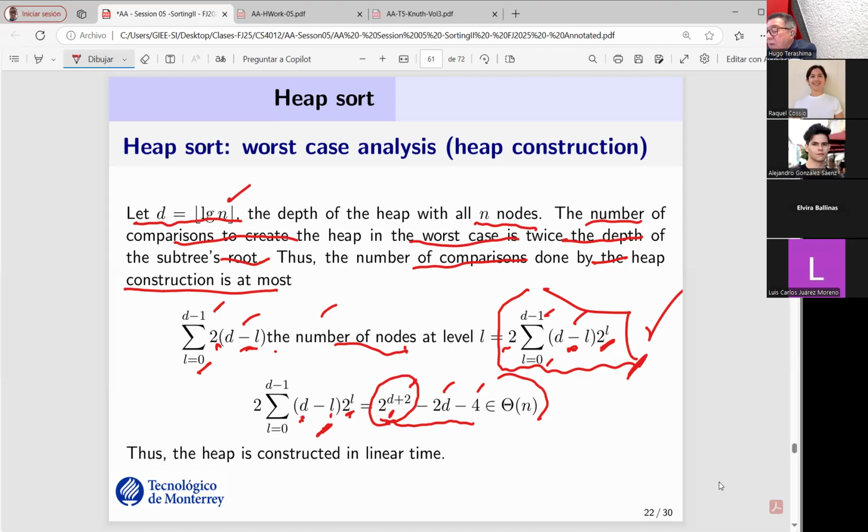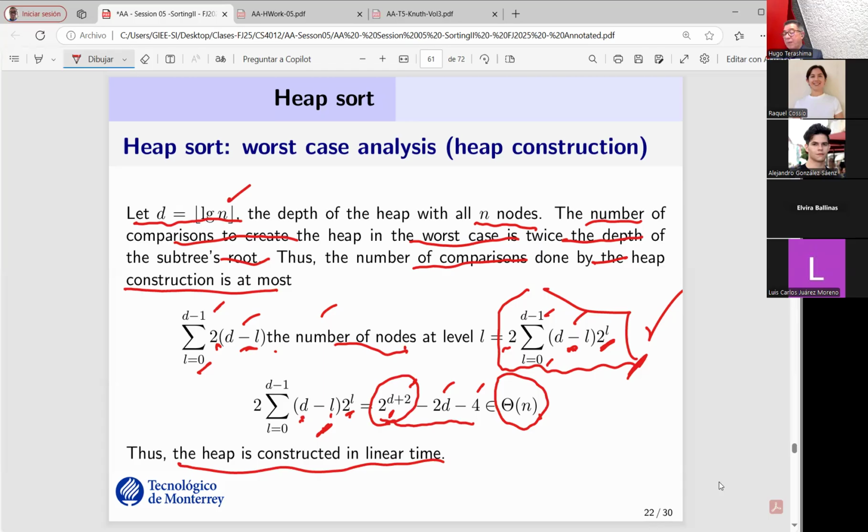So the complexity is going to be linear. The heap construction is in linear time, so it's not too costly. Does that make sense? That the heap construction is linear.